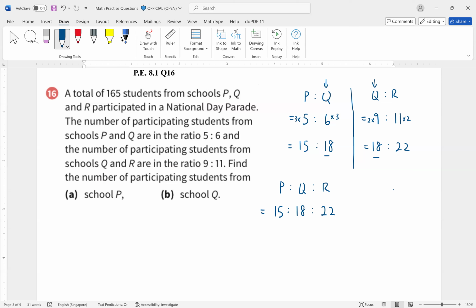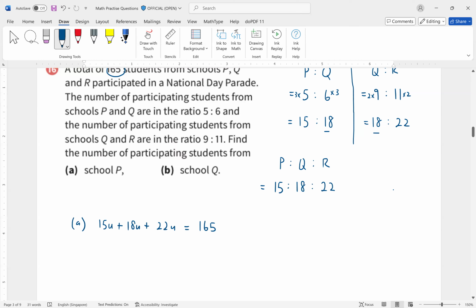Now we can add up these three numbers to get the total number of units that represent 165 students. So let's go ahead and do that. Now we can do part A already. 15 units plus 18 units plus 22 units will be equal to 165 students. 15 plus 18 plus 22 is 55 units. So 55 units represent 165, so 1 unit will represent 3 students.